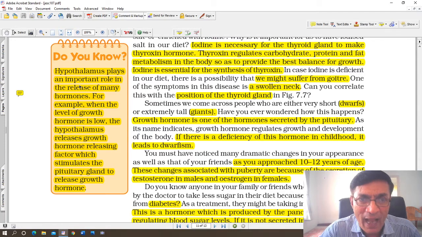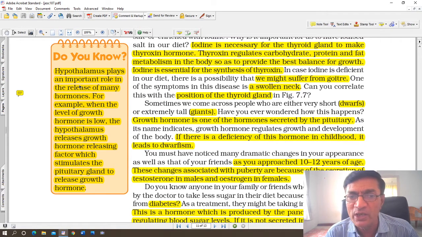Do you know the hypothalamus? Again, a small part near the brain. The hypothalamus plays an important role in the release of many hormones. For example, when the level of growth hormone which is secreted by the pituitary gland, अगर उसका मात्रा बहुत कम है तो हाइपोथैलेमस उसको रेगुलेट करता है.